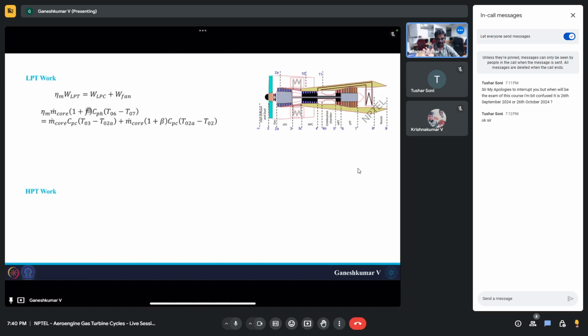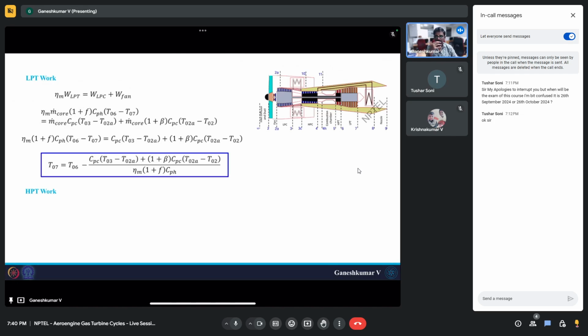So that's why you have (1 + f) CPH (T06 - T07). That is the work generated by the low pressure turbine, which will be equal to the work required by the low pressure compressor and the work required by the fan. Okay, this we know, we have been doing this for the last 6-7 weeks, so this should be straightforward for you. So I can drop the m dot core here and rearrange, and I will get T07. I can find T07, but again there is a problem.